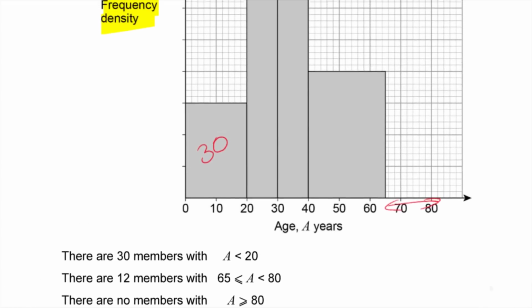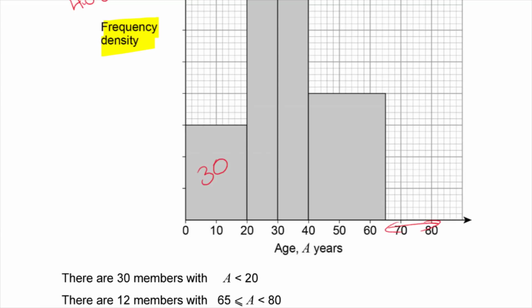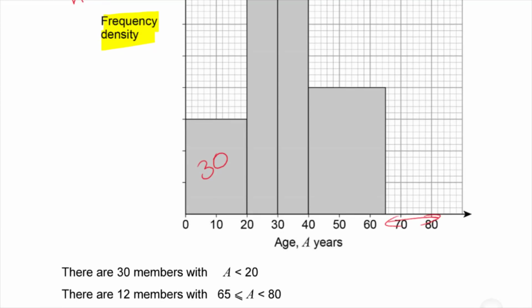So what do we need to do? Well, first off, we need to work out what one square is worth here, I think. So we can work out how tall to draw our bar for the missing bar for the 12 members who are between 65 and 80 years old. So let's have a look at this bar here then.